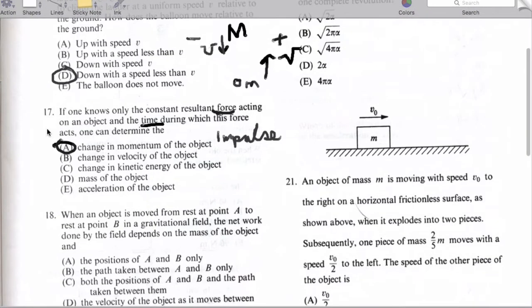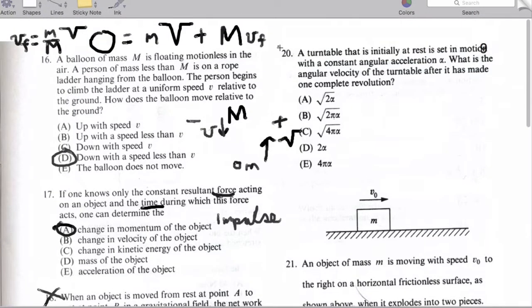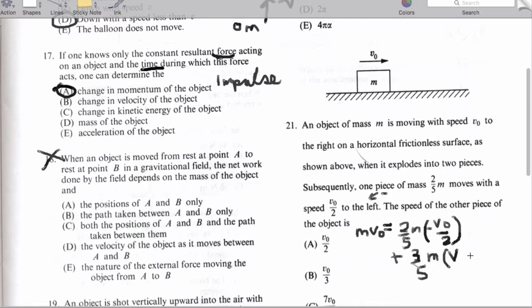All right. Now here. 18 we could technically do, but I want to move into that when we do E&M next semester. 20 we don't need. Now here, a classic conservation of momentum. We have mv0, and what happens? It explodes into two pieces. One piece has a mass of 2/5 m, and it moves at a speed negative v0 over 2. Why do I say negative? Because it's moving to the left, so I'm going to make that negative. Plus 3/5 m times v final to the right that we're going to solve for.